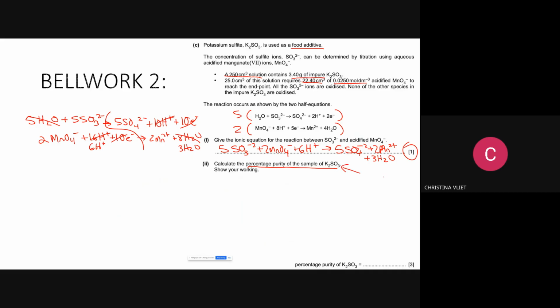So we know that the impure sample is 3.40 grams. We don't know how much is K2SO3. That's what we're trying to figure out, right? And that's going to give us the percent purity. So how can we find out how many grams of K2SO3 we actually have? That's where your titration math comes into play, right? You have the concentration of permanganate and you have the volume. What can that give you? The moles of permanganate, right?